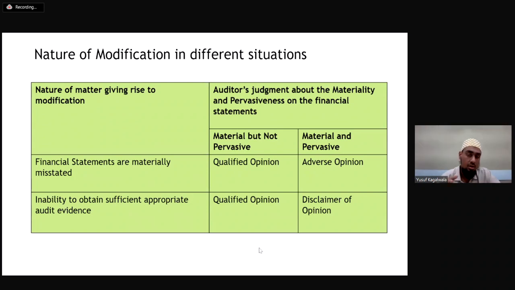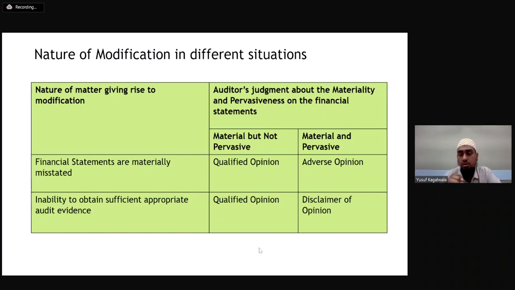Pervasiveness can be when there are multiple qualifications or multiple negative points with respect to a lot of areas. There is a qualification with respect to inventory, there is a qualification with respect to revenue, and such other areas, which overall impacts the financial statements as a whole. So if 50% or 60% of the areas of the financial statements are qualified, that leads to pervasiveness.